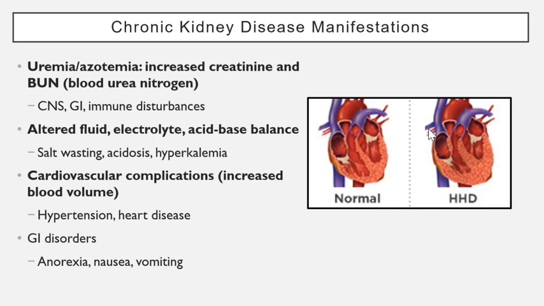So obviously altered fluid and electrolyte and acid-base balances, and cardiovascular complications. You have increased blood volume because you're not filtering out the proper amount of liquid. You don't have the filtrate that goes through your kidneys, since you're not filtering it properly. So you have things like hypertension because you just have too much volume of blood going through your cardiovasculature, and you have things like GI disorders, which can lead to anorexia, nausea, and vomiting.